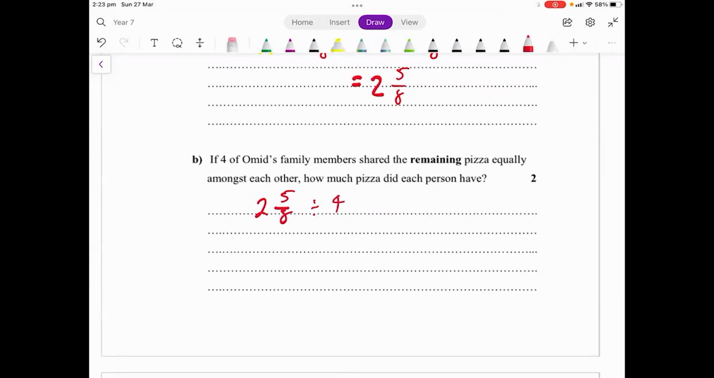We want to use KCF, so I changed 2 and 5/8 to an improper fraction. That's 21 over 8. I keep that. I change division to multiplication, and I flip my 4 to 1 over 4. And now I can do my multiplication. 21 times 1 is 21. 8 times 4 is 32. That's it. 21 over 32.